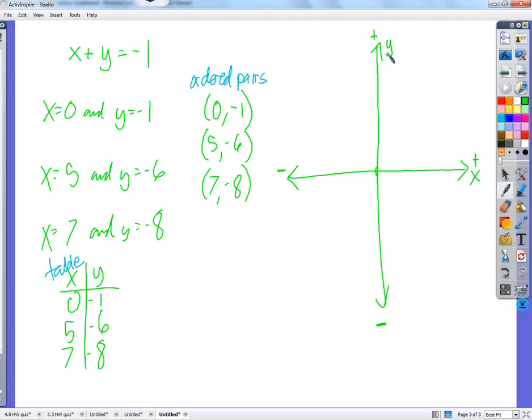So let's graph some of these points. X is 0, so we don't go left or right, we just stay right at 0. It's not positive, it's not negative, it's 0. Okay? Now we don't put a point at 0, we put a point at 0 comma negative 1, meaning that x is 0, and when x is 0, y is negative 1. So there's our point 0, negative 1.